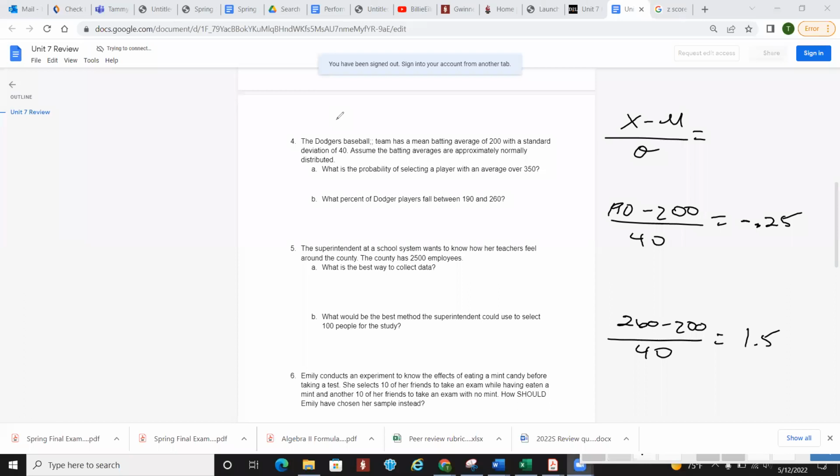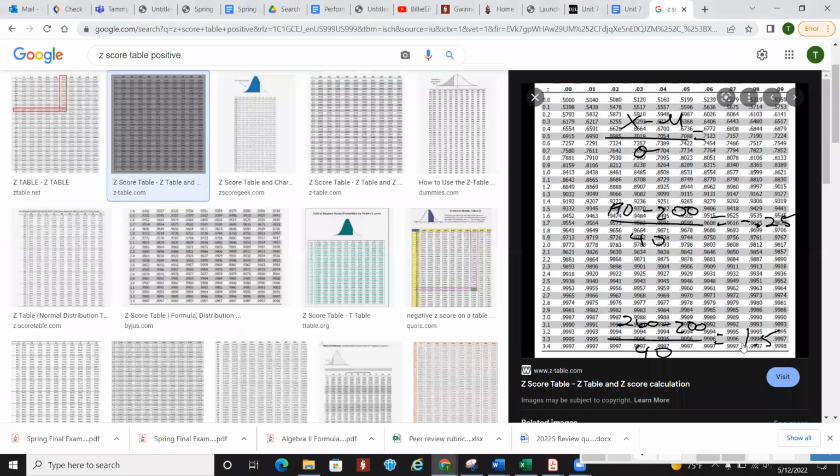Okay, so this is what I got. I got negative 0.25 and 1.5. Is that what y'all got? Okay, so now I'm going to go to my z-table. First I'm going to do the positive because I have this one already pulled up. So I'll start at 0, and I go down to 1.5 and go over, and that's 0.9332.